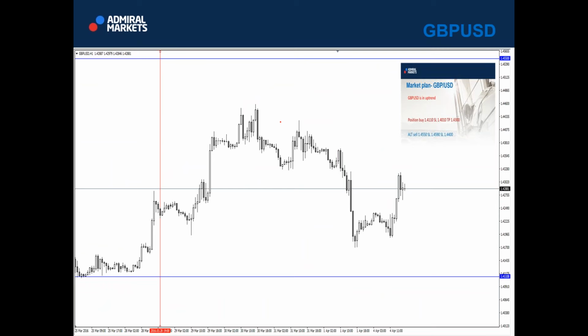GBP dollar didn't qualify for an entry. You can see why. There was no qualifier for GBP. Unfortunately, that happened because GBP didn't hit our POC level. See?